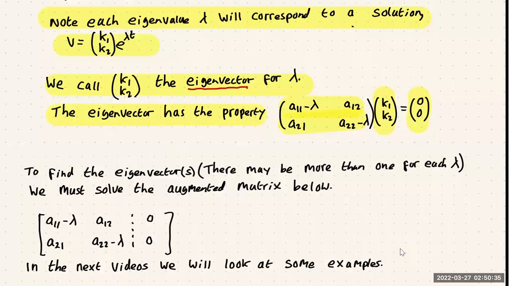To find the eigenvectors, and there may be more than one for each lambda, we're going to have to solve this augmented matrix below here. In the next few videos, we'll look at some examples of how to do this. So I'm going to leave this video here for now. In the next videos, we'll look at some concrete examples. Okay, so let's leave it there.